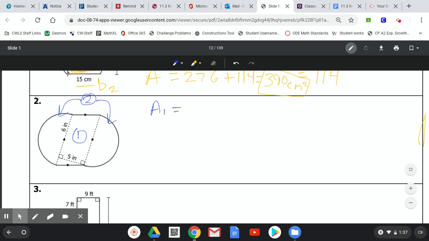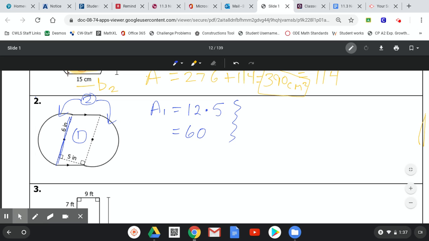Now, our base is this whole length down here, this whole blue line. Well, we know the part of it's 6, the other part's 6, so the whole thing's going to be 12. So the whole length of that blue line is 12 because 6 plus 6. So it's just going to be 12 times 5. And that's going to give us 60 for the area of our first figure.